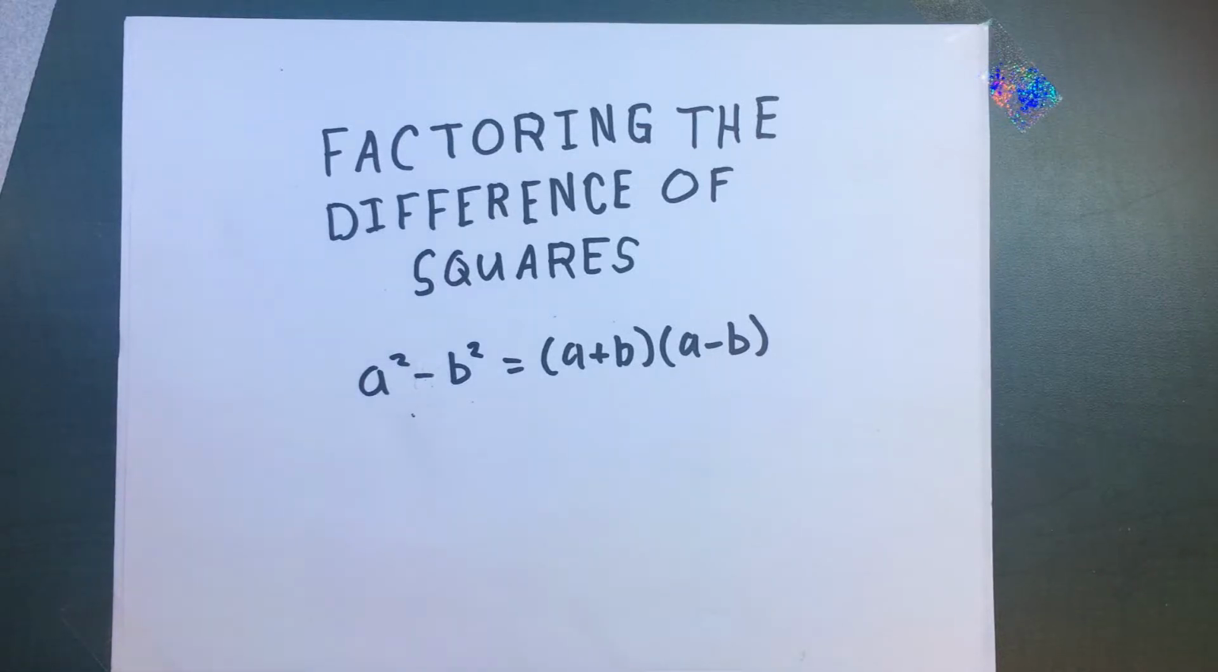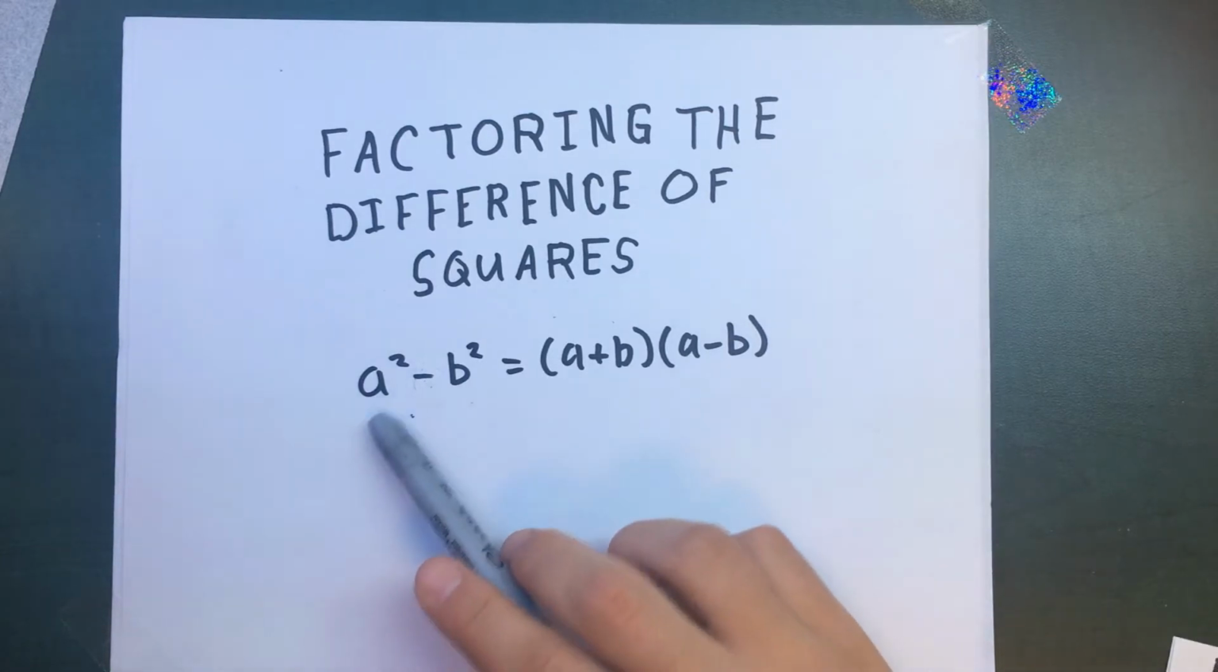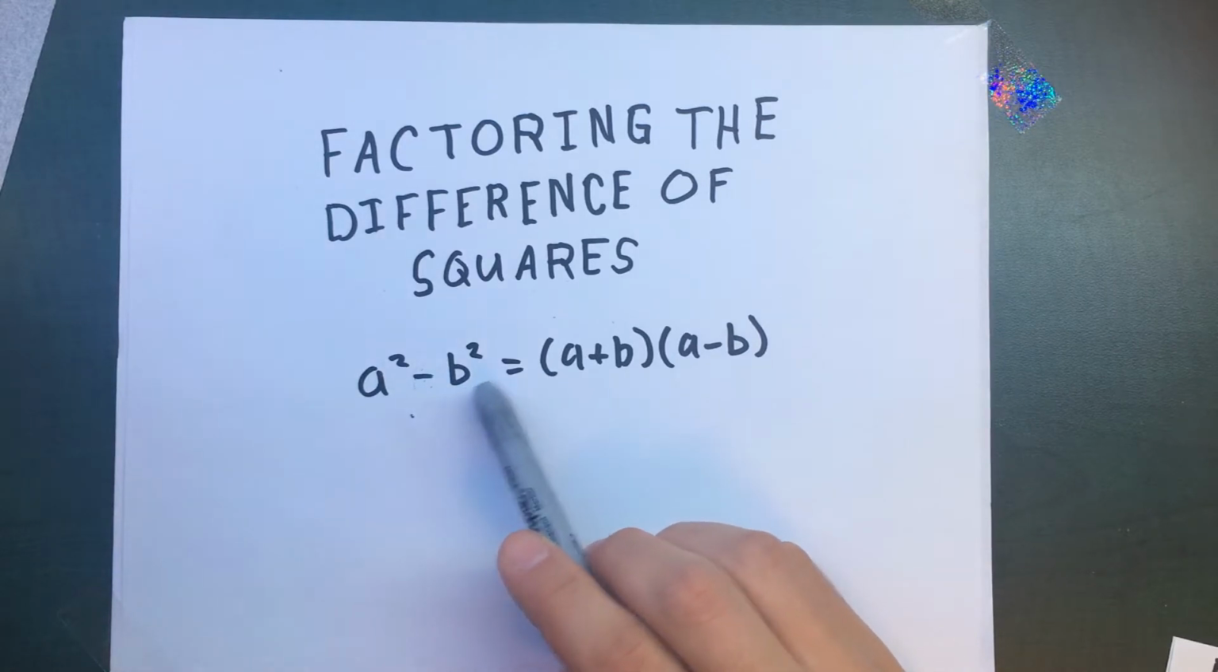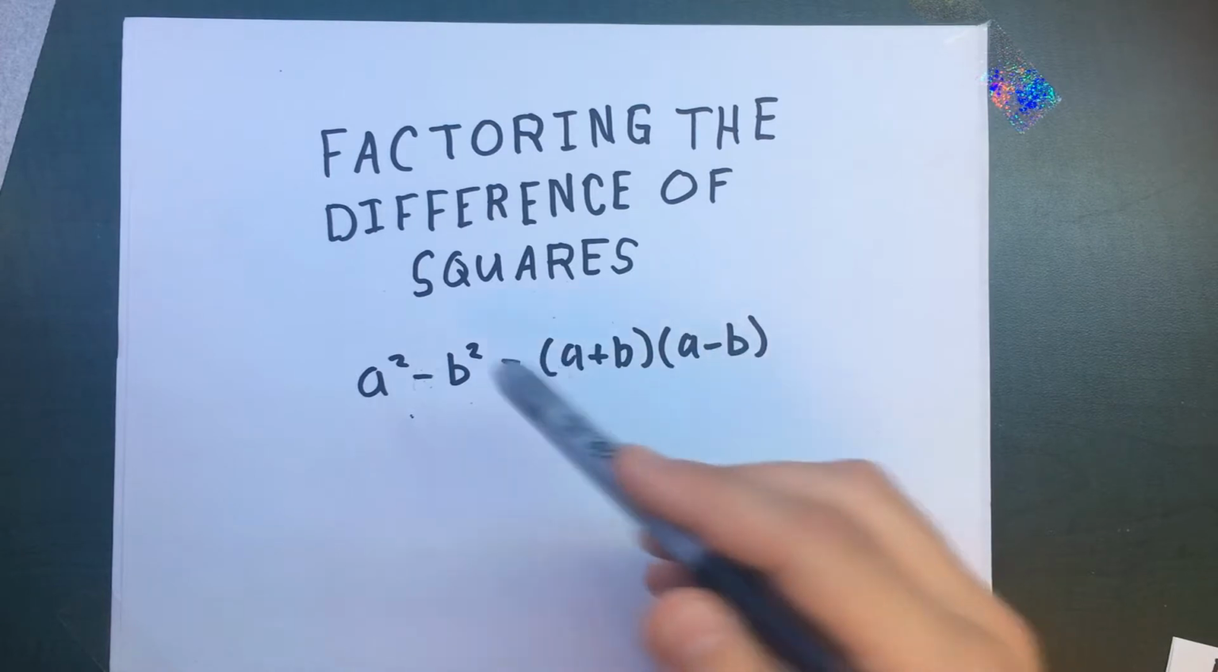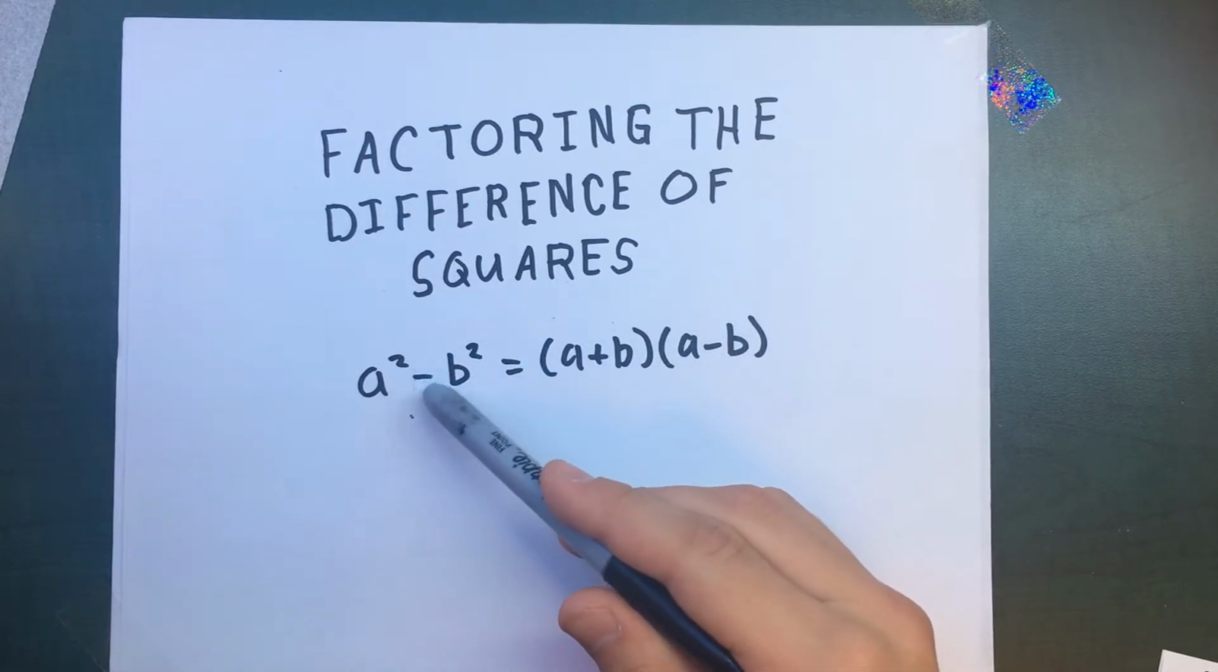Alright, so in this video, I'll be showing you how to factor a difference of squares. A difference of squares follows the very basic general formula: a squared subtract b squared equals a plus b times a subtract b. Very big emphasis on the subtract.